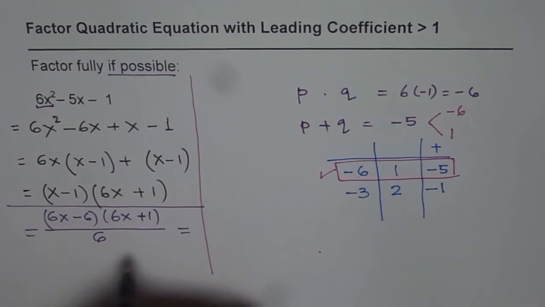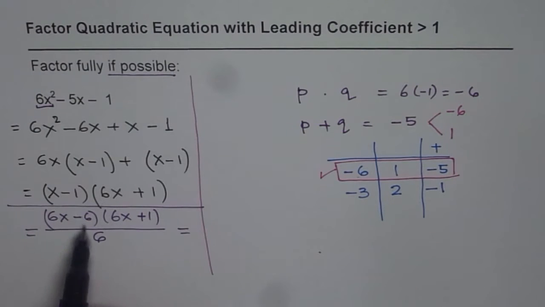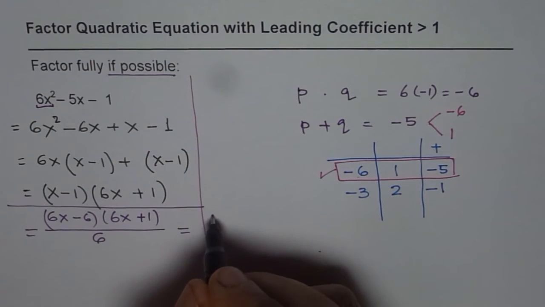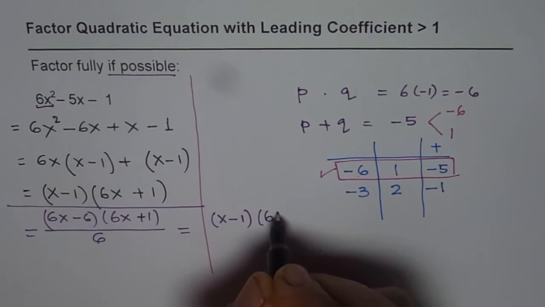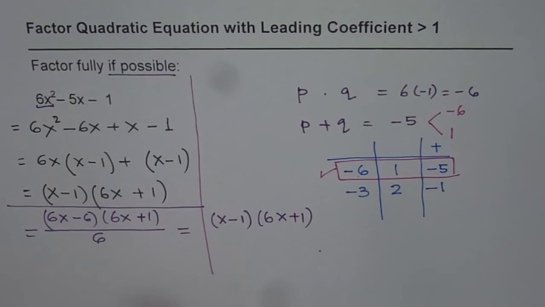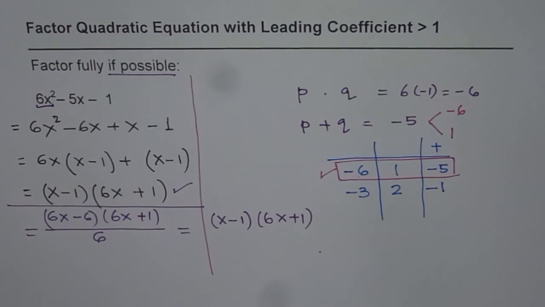So now we have this. The first factor will be divisible by 6. 6x minus 6 when you divide by 6 is x minus 1. So what you get here is x minus 1 from the first factor and 6x plus 1 from the second, which is the same as what we reached earlier. So that is an alternate way of factoring quadratic equations with leading coefficients greater than 1.